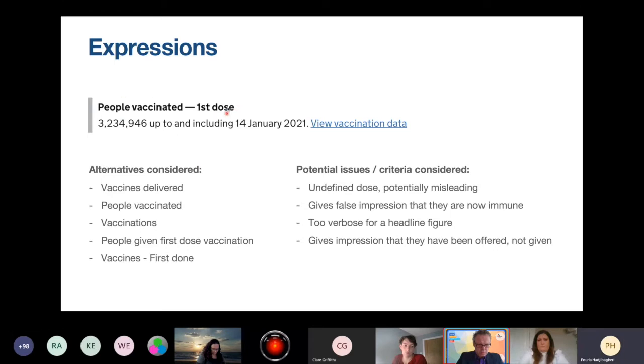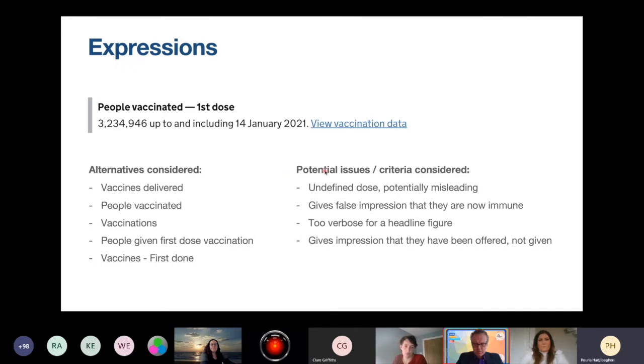This took us about an hour of discussion, this simple line, and a whole number of variations were considered. You can see some examples of those in here. Now, there were different reasons why we didn't go with different options that we had, such as it doesn't define the dose, or it's potentially misleading, or it gives a false impression that the person is now immune.